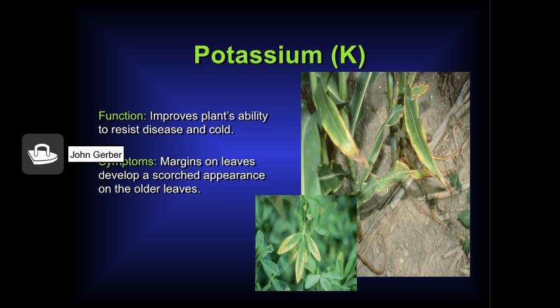Potassium is rarely deficient in most garden soils, at least those that are composted well. But if the plant doesn't get enough potassium, it often gets this scorched appearance on the edge of the leaf.